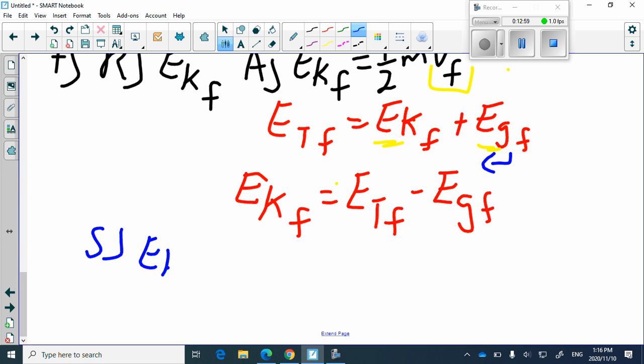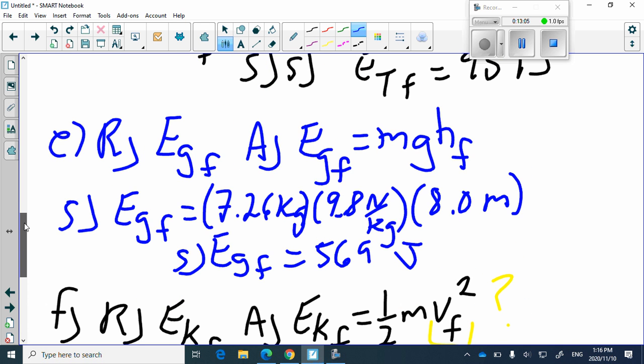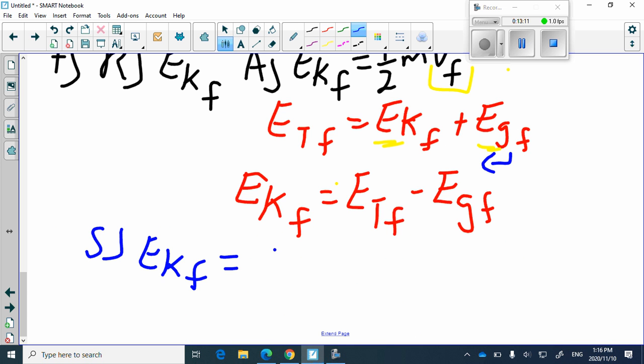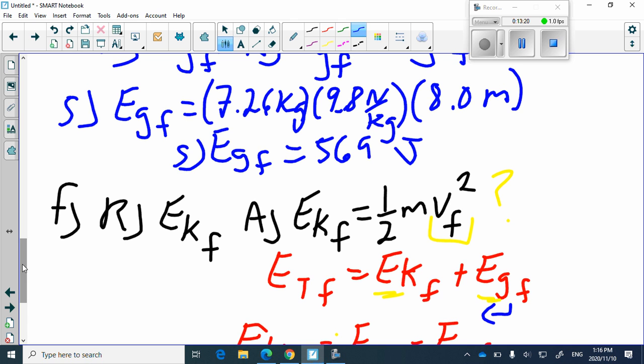So now we want to substitute. Kinetic energy final is equal to total energy final, which is the same everywhere. Where's the total energy? There it is, 959. So I put it in, minus the gravitational potential energy final. And we calculated that right here. See? 569.